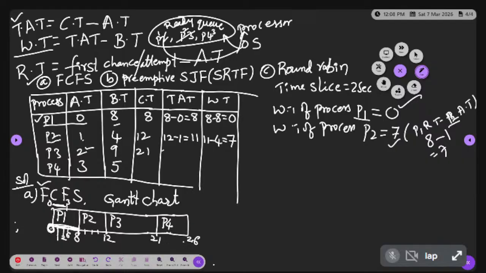That is 21 minus... waiting time, turnaround time minus burst time. Turnaround time is completion time minus arrival time. Waiting time is equal to turnaround time minus burst time.